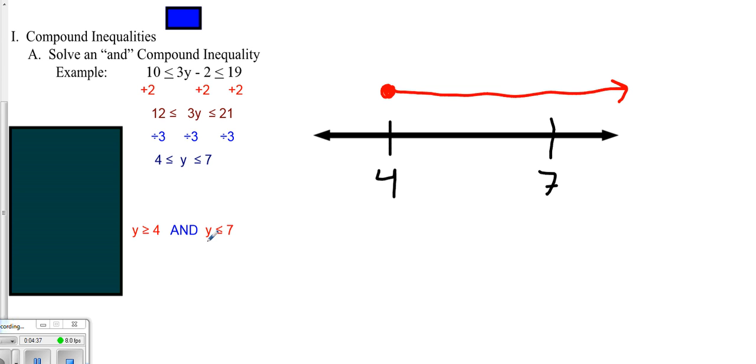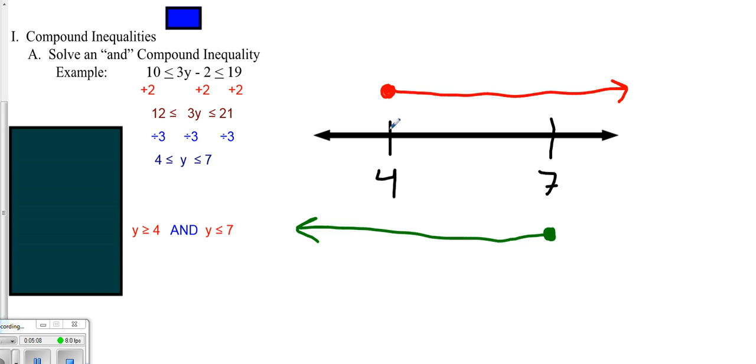We know that it has to be less than or equal to 7. Filled in circle at 7 going all the way down. Now because it says and, we want only the area where it's true, where both of these work out. So this line starts at 7, covers everything below it, and into infinity. This line starts at 4, goes everything above it up to positive infinity.